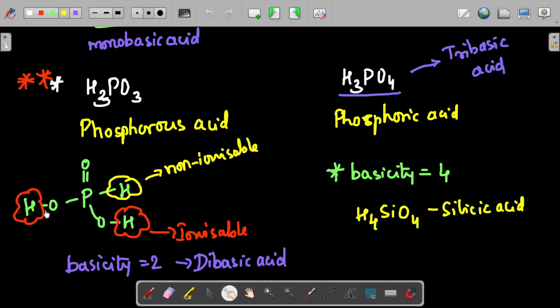Same thing happens with this oxygen. But phosphorus is not that electronegative, and it already has 5 bonds. So it is very difficult for it to hold another negative charge. Okay.